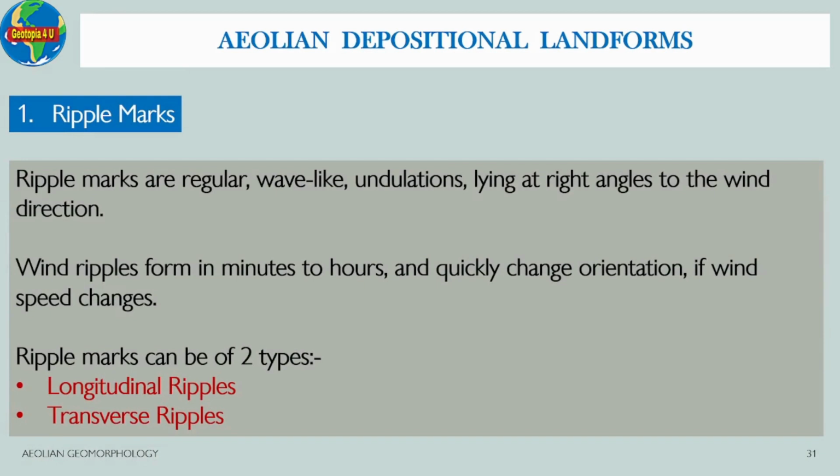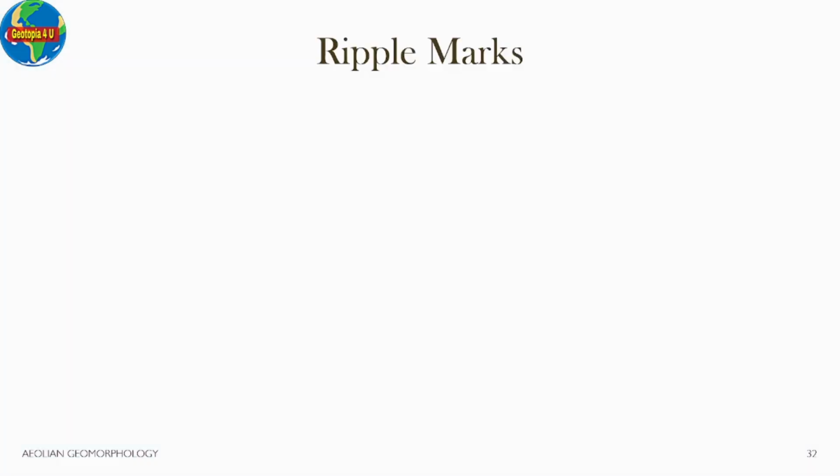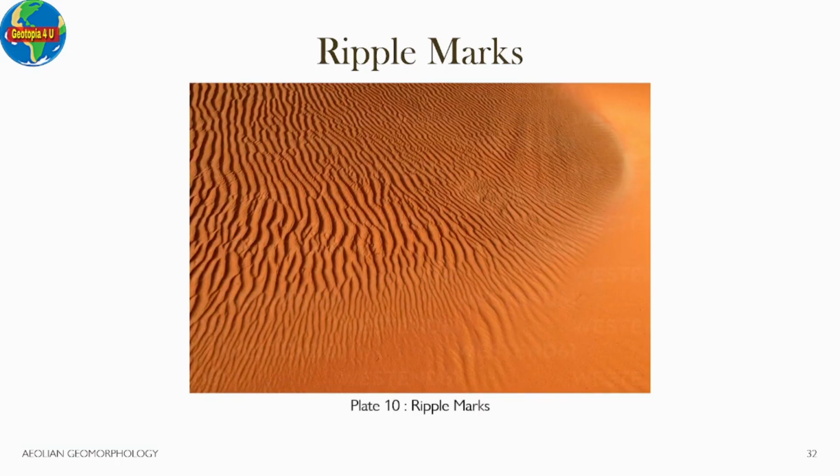Ripple marks. Ripple marks are regular wave-like undulations lying at right angles to the wind direction. Wind ripples form in minutes to hours and quickly change orientation if wind speed changes. Ripple marks can be of two types: longitudinal ripples and transverse ripples. In the slide, you can notice what ripple marks look like.